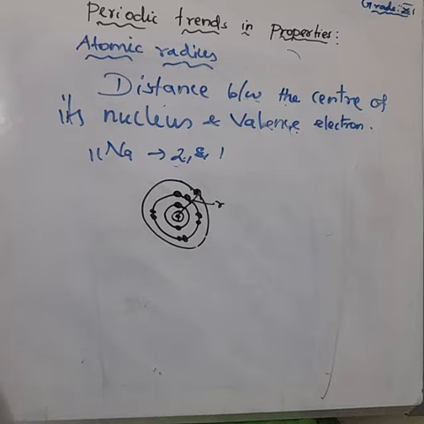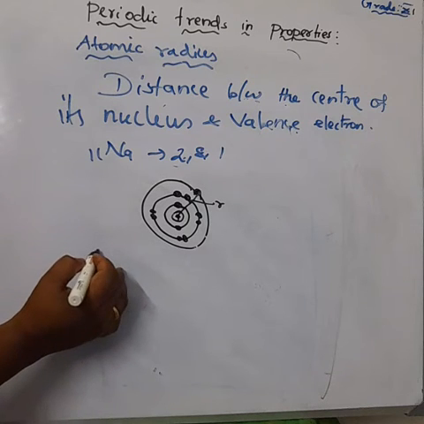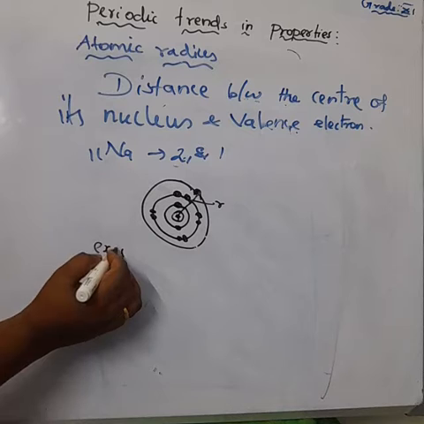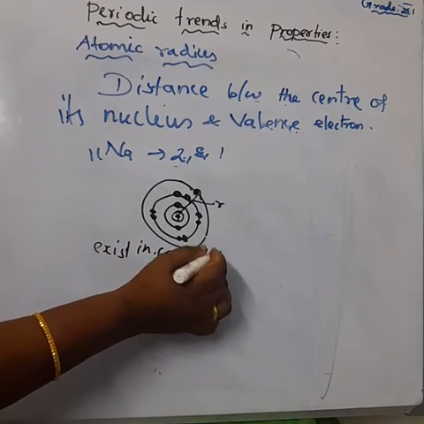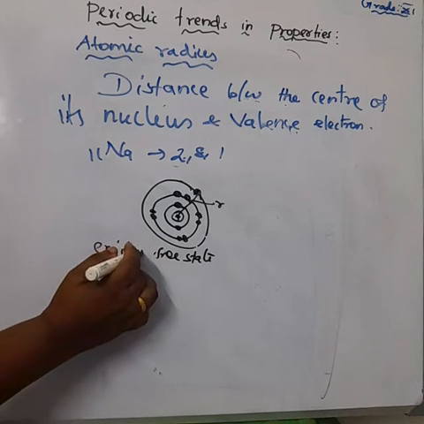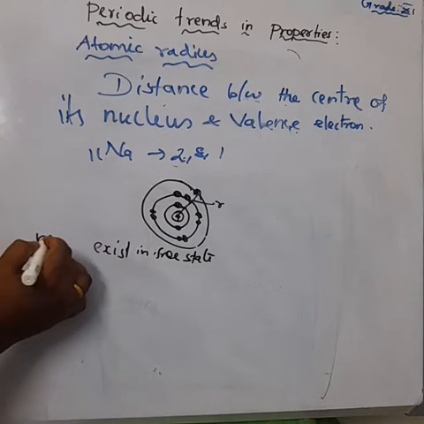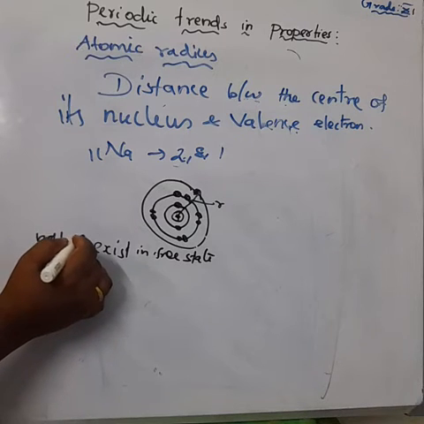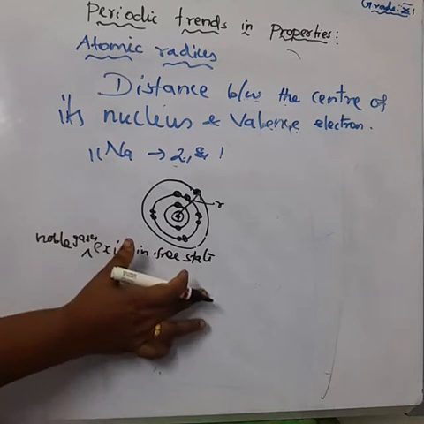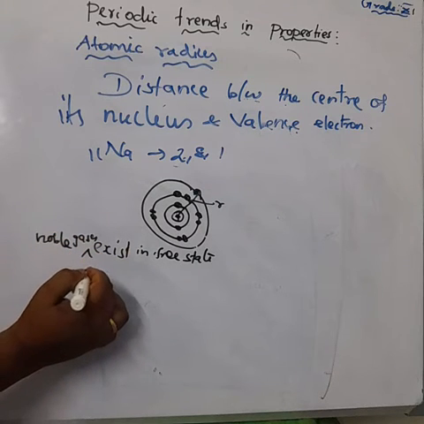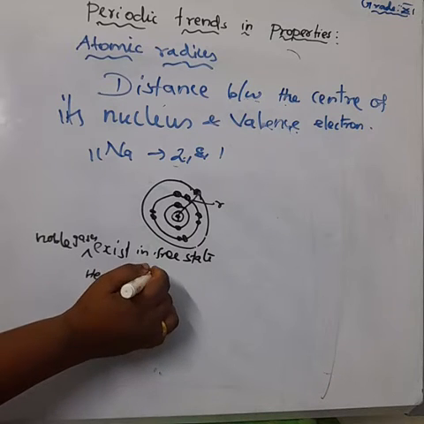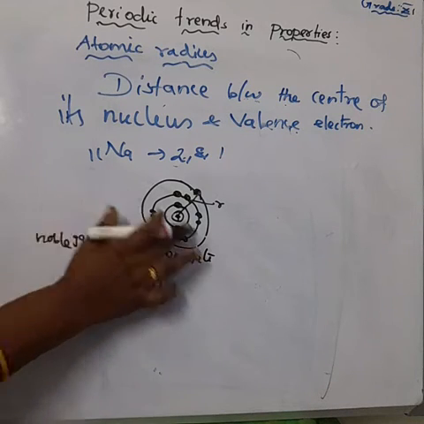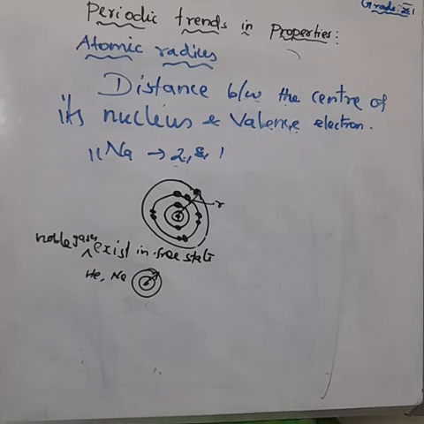Isolated means it is in the free state. You know, all atoms do not exist in the free state except noble gases. Noble gases only exist in the free state. So we can measure the radius of noble gases directly, but in the case of other atoms, we cannot measure the atomic radius directly.